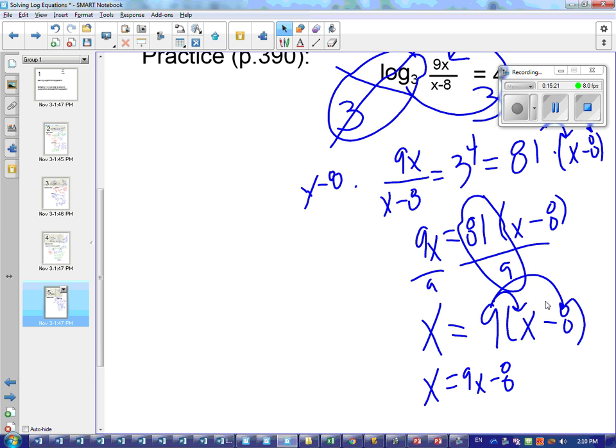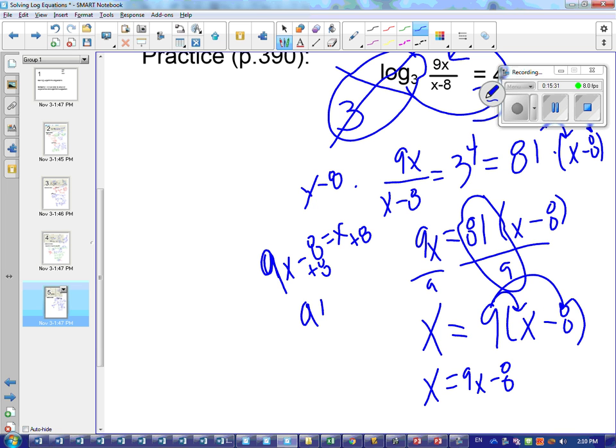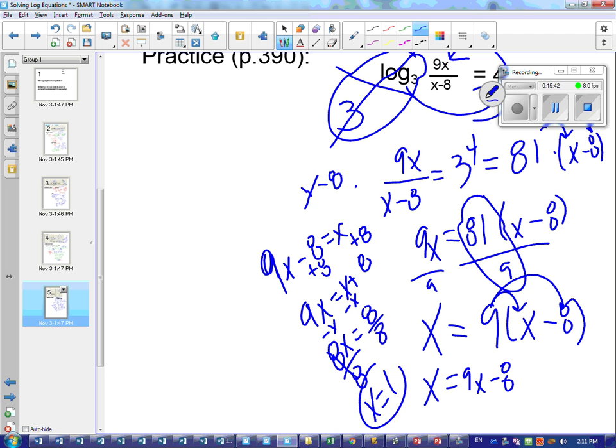And I see, I'm going to write it over here, 9x minus 8 equals x. I can add 8 on both sides. And then I can subtract x from both sides. 8x equals 8. I'm getting x equals 1.